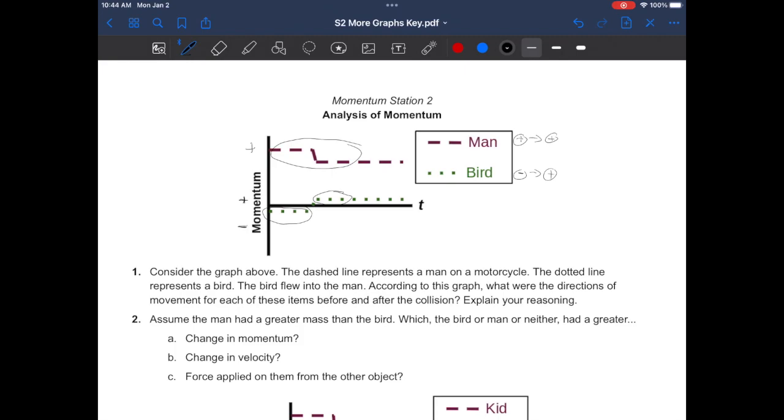Assume the man had a greater mass than the bird. Which had a greater change in momentum, the bird, the man, or neither? We know change in momentum is impulse, which is force times time. They're going to have the same change in momentum. For change in velocity, if you increase the mass, you are going to have a decreased change in velocity. So for any greater mass, you'll have less impact on the velocity. So since the man had a larger mass, the bird's going to have a larger change in velocity.